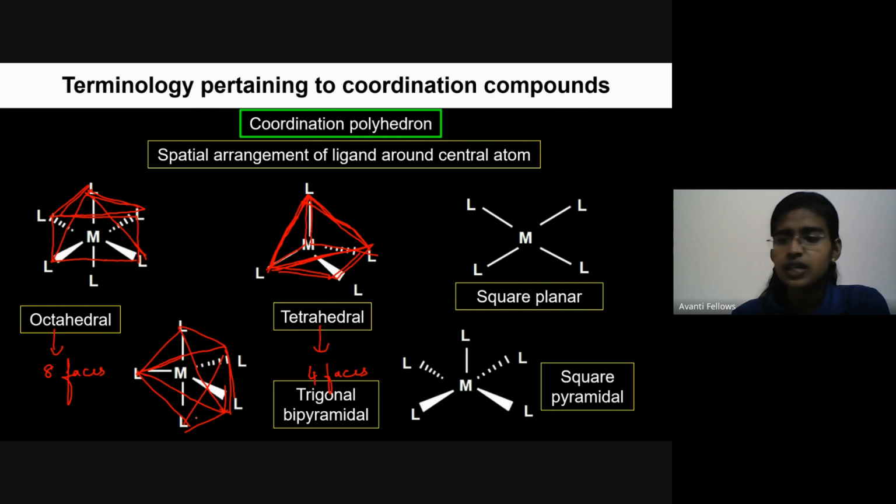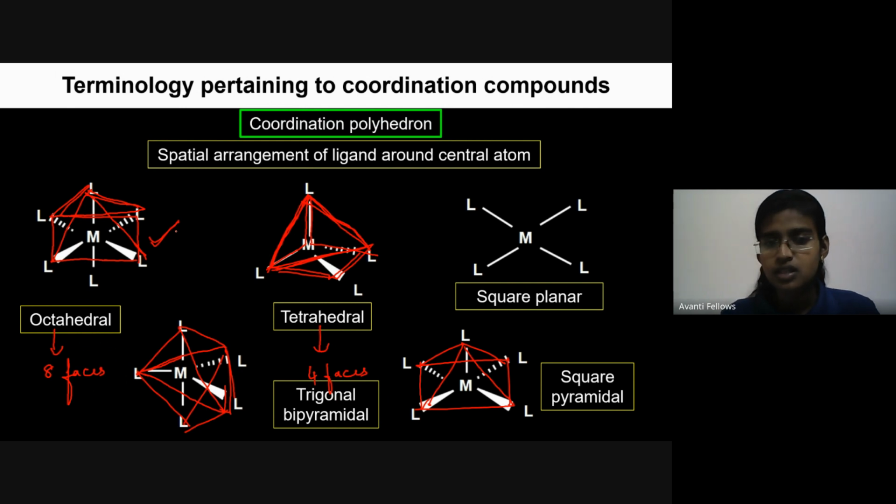And the last one is square pyramidal. So this is a square plane, and we have only one ligand at the top. If you connect all the square plane ligands with the above one, you will get square pyramidal geometry. If you put one more below, then it will lead you to the octahedral structure. If only one ligand is there at the top, then it is square pyramidal. Clear, students? Out of these 5, most coordination complexes will fall under octahedral, tetrahedral, and square planar.